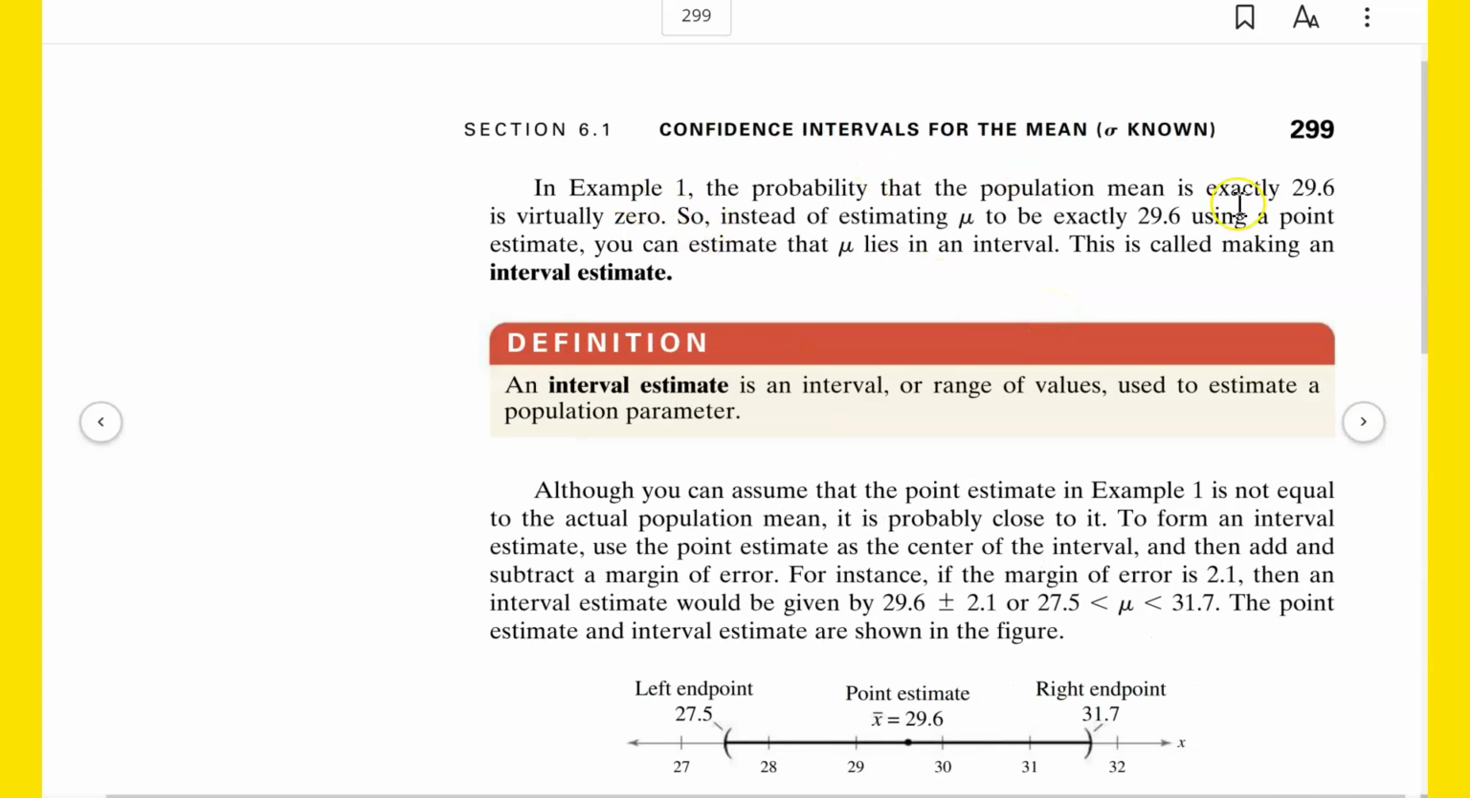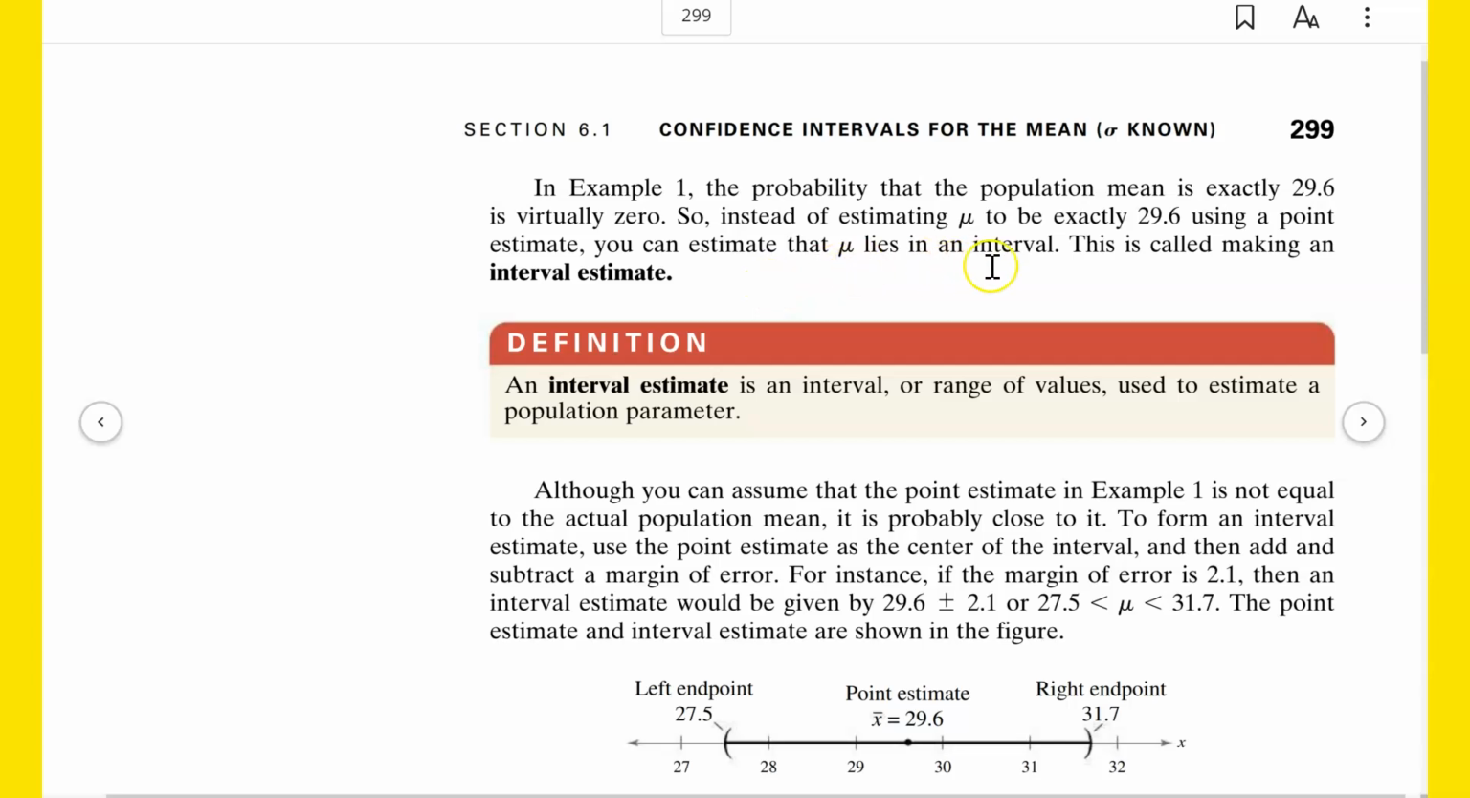In example 1, the probability that the population mean is exactly 29.6 is virtually 0. So 29.6 was the mean of that sample. But as I said earlier, the probability that the population mean is exactly that is virtually 0. I'd say it is 0. It's 1 over infinity. So instead of estimating mu to be exactly 29.6 using a point estimate, you can estimate that mu lies in an interval.